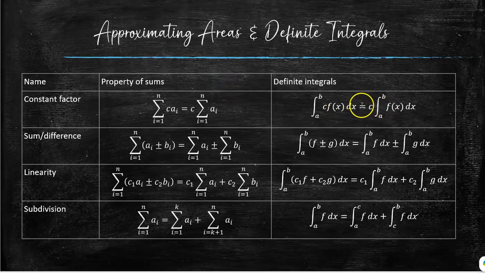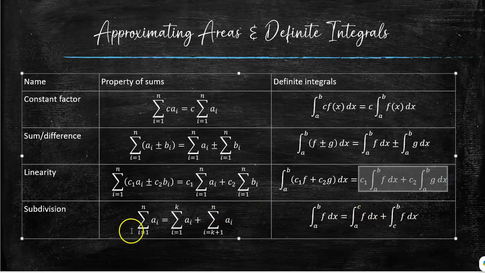What does this mean? That means when we have an integral of a constant times a function, the constant can be taken out of the integral. An integral of a sum and difference can be split into a sum and difference of integrals, and an integral of a linear combination is a linear combination of integrals. And the subdivision property works nicely, something that indefinite integrals don't have, just simply by the nature of being indefinite integrals, but definite integrals do have it, the subdivision property.